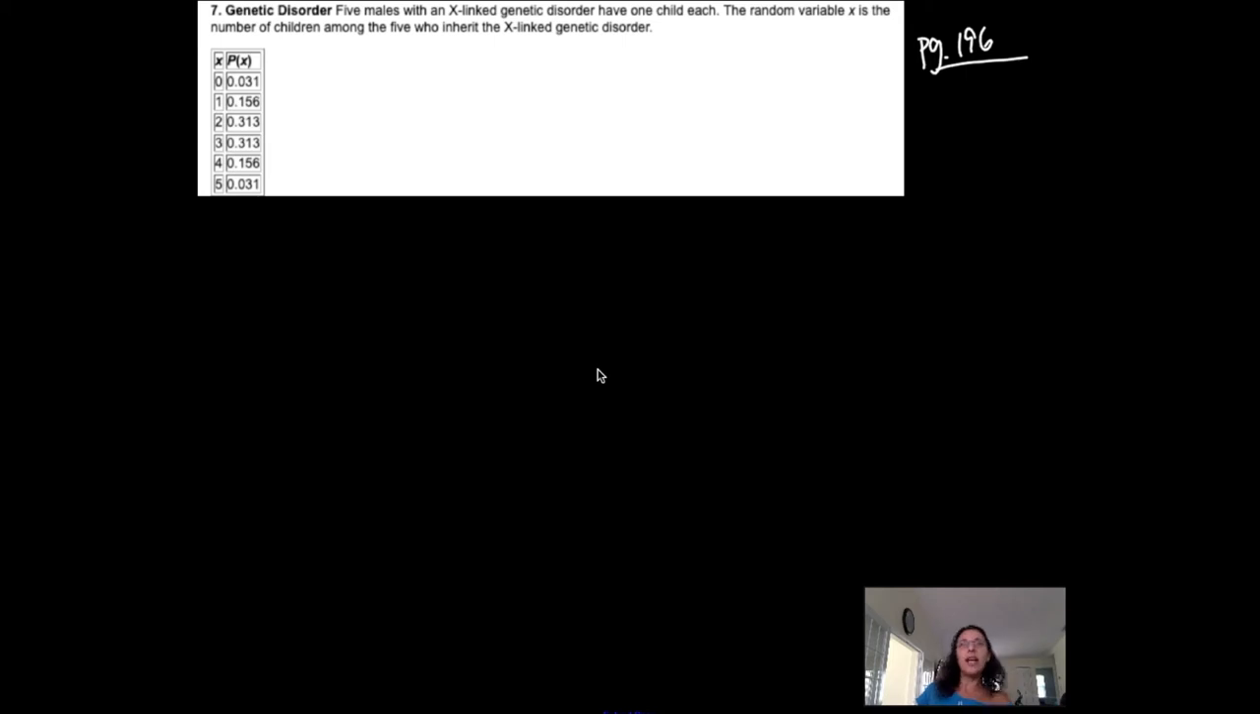This table. I'm going to ask some questions about this table. And my first question, you guys can see my table. My first question, so let's read it. Five males with an X-linked genetic disorder have one child each. The random variable X is the number of children among the five who inherit the X-linked genetic disorder. So you want to know what the random variable represents for your situation.